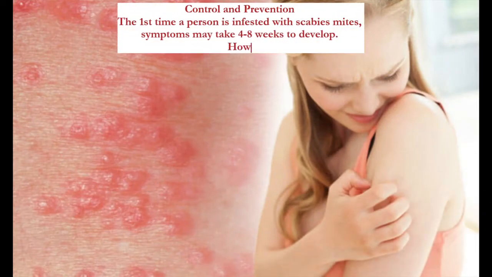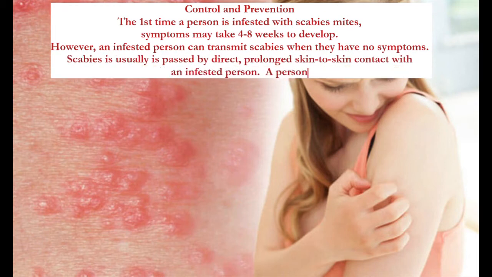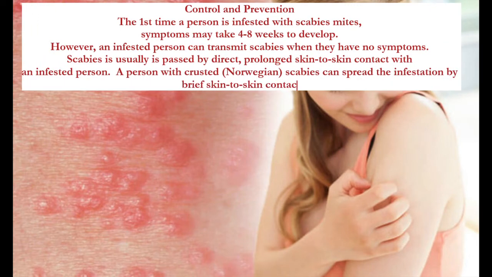Controlling and preventing scabies can be very, very difficult, as the first time a person is infested with scabies mites, they may not show any symptoms for up to 4 to 8 weeks. This is how long it may take the mites to burrow, to cause a reaction and irritation, to cause the itchiness that leads to the crusted areas, which eventually lead to the spread. An infested person can transmit scabies even when they have no symptoms because of this long incubation period.